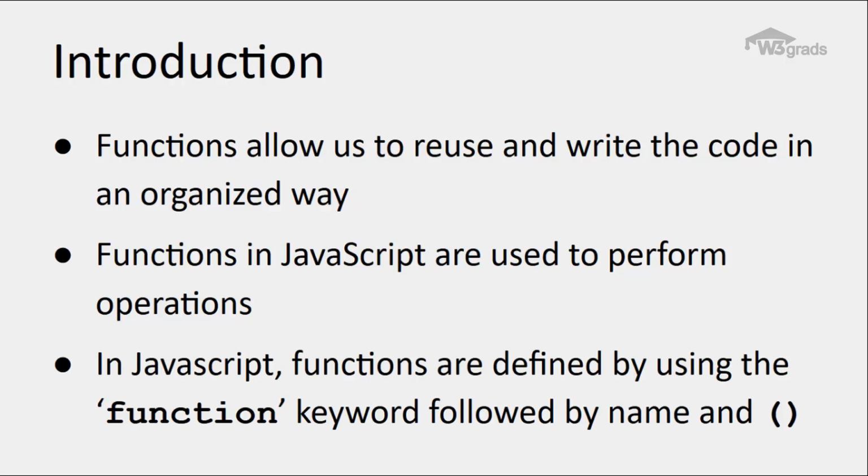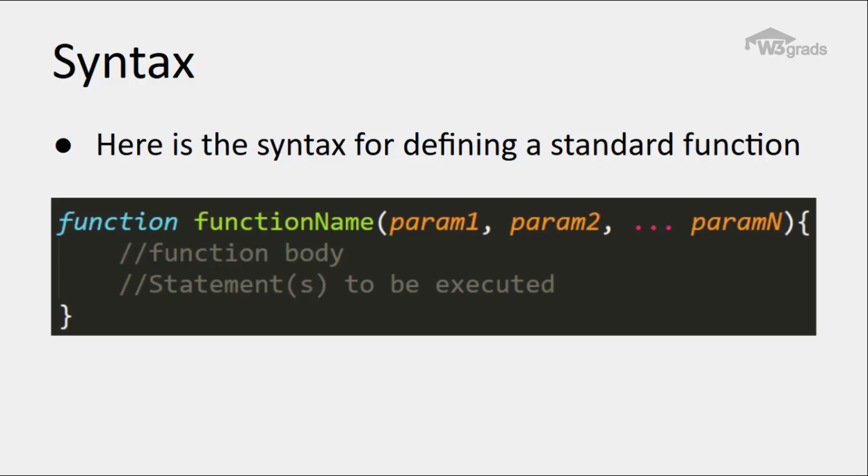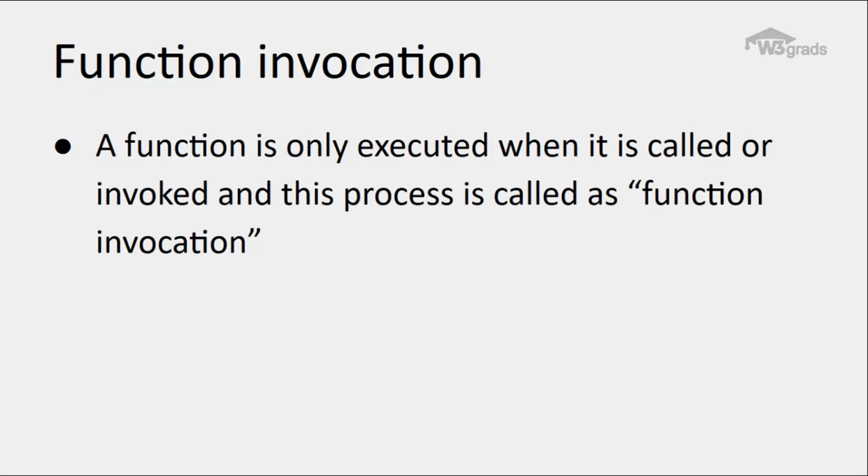In JavaScript, functions are defined by using function keyword, followed by a name and parentheses. Let's look at the syntax for defining a standard function. The function name may include digits, letters, $, and an underscore. The brackets in the function name may consist of the name of parameters separated by commas. The body of the function should be placed within the curly braces. The function body may include a statement or a group of statements which you want to execute in order to perform certain task. A function is executed only when it is called or invoked.